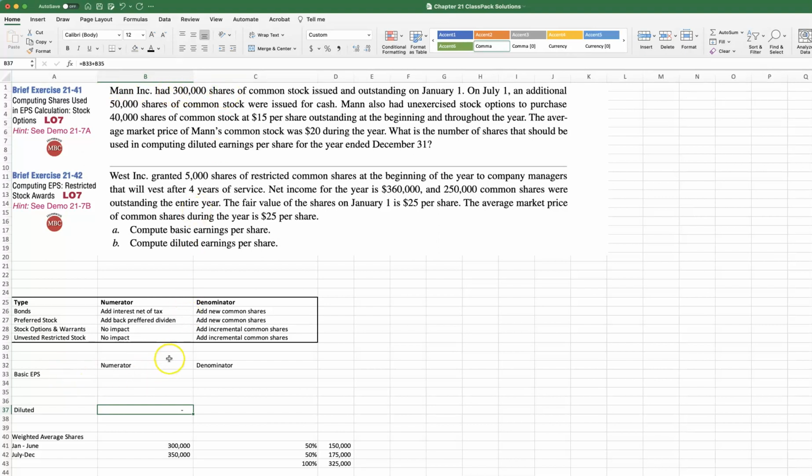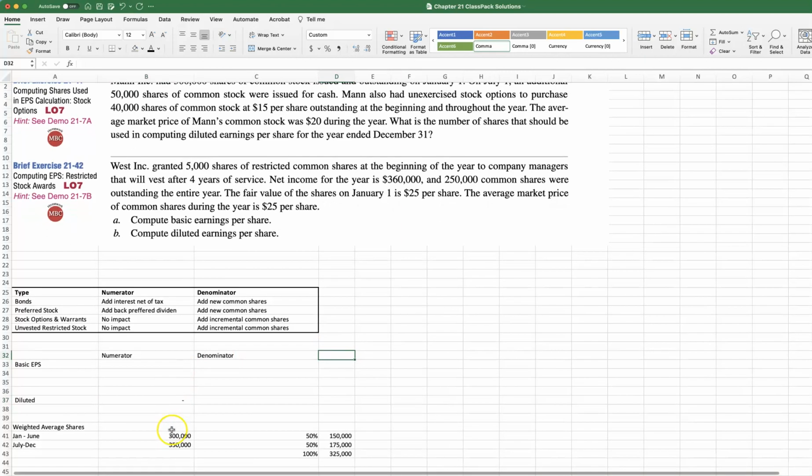And I really recommend, again, the more you can just set your problem up in a table, as you sort through all the information it's throwing your way, it's going to be a little bit easier. So Man had 300,000 shares of common stock outstanding on January 1st. Okay, they didn't say throughout the whole year, so that means I'm probably going to have to do some work here. On July 1, an additional 50,000 shares of common stock was issued for cash. So they haven't given me the weighted average shares to even do basic, so I've got to do that myself.